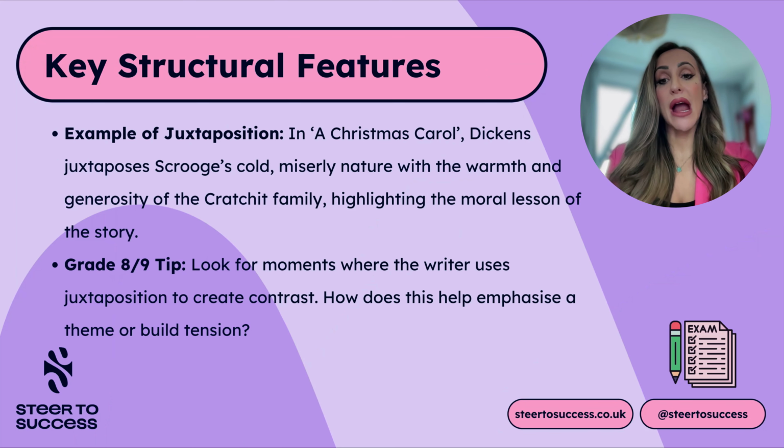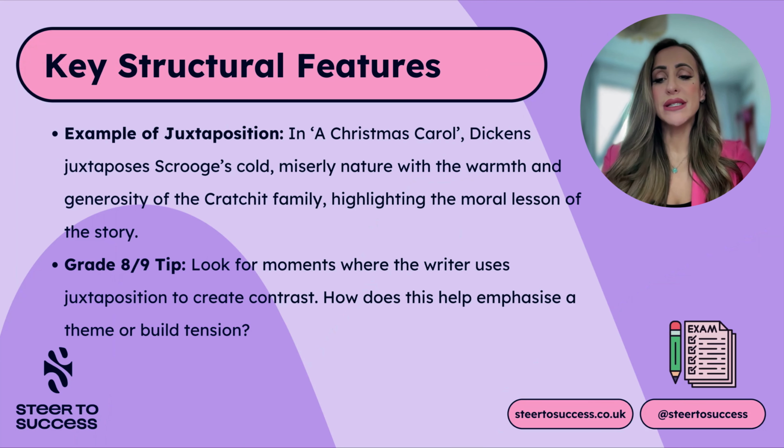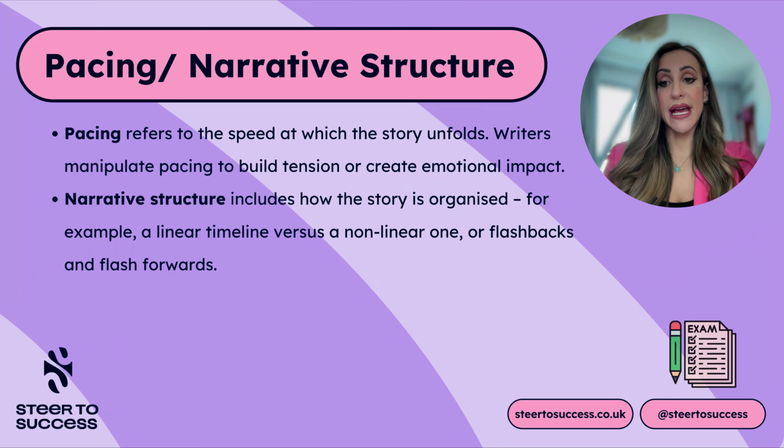And as an example of juxtaposition, in A Christmas Carol, Dickens juxtaposes Scrooge's miserly, cold nature with the warmth and generosity of the Cratchit family, highlighting the moral lesson of the story. They're two key structural features that you can easily comment on. And as a grade 8 or 9 tip, look for moments where the writer uses juxtaposition to create contrast. How does this help emphasize a particular theme or build tension?